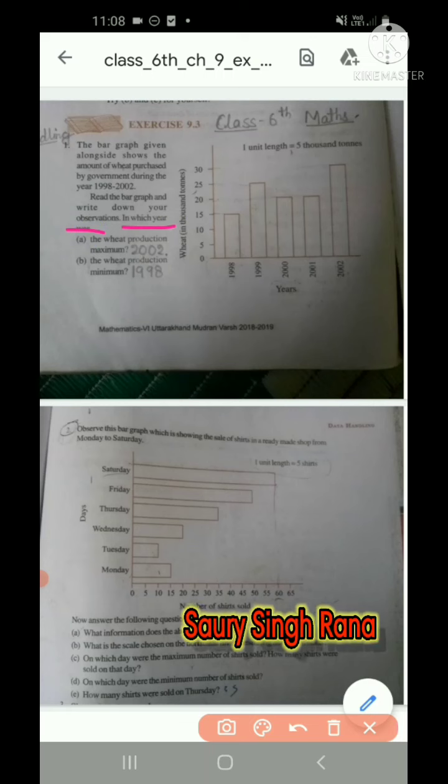Now read the bar graph and write down your observation. There are total 2 parts. We can answer them easily. In which year was the wheat production maximum? So the bar graph here goes the highest, so in the year 2002 we can say that the wheat production was the highest. Now B part, in which year was the wheat production minimum? So we can clearly see in the year 1998.